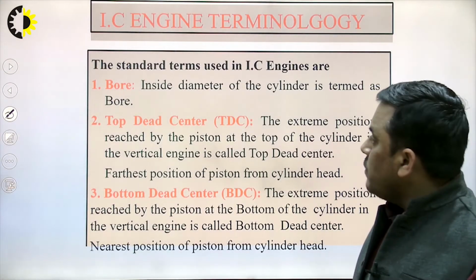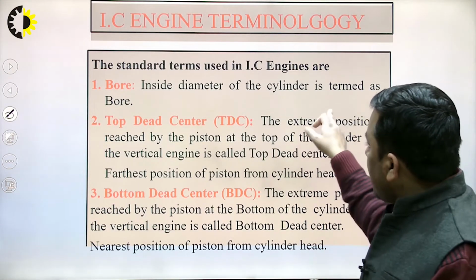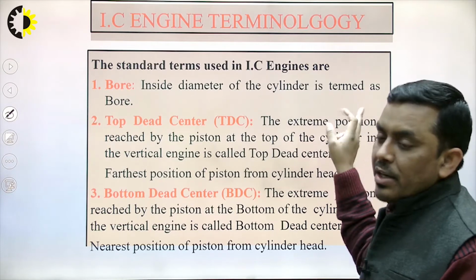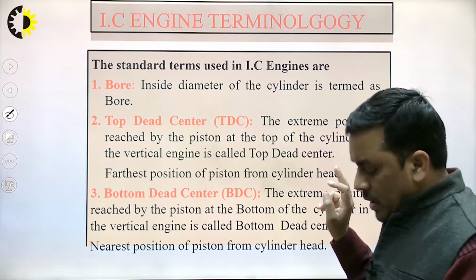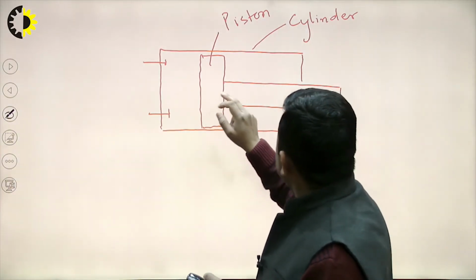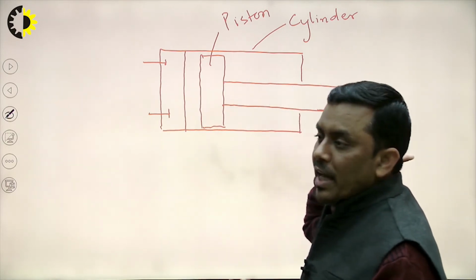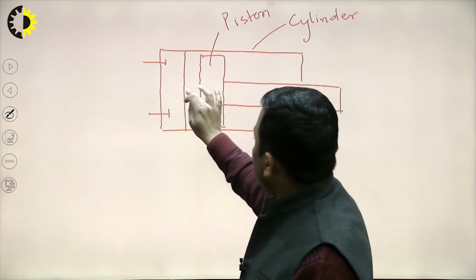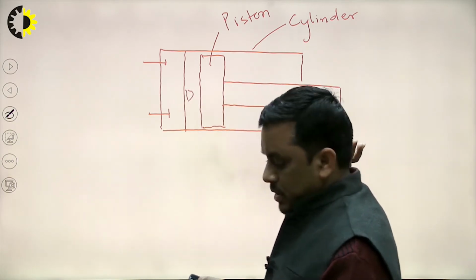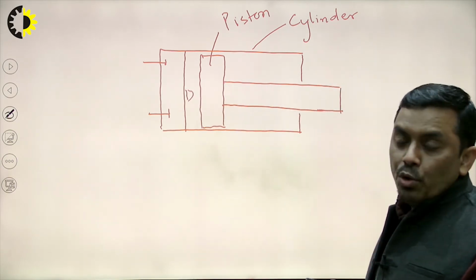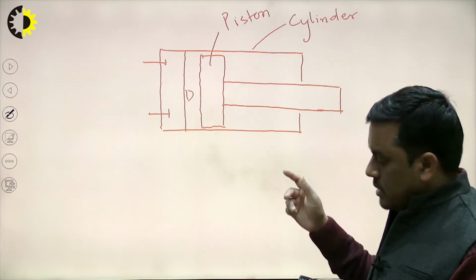Bore. Bore is basically the inside diameter of the cylinder. It means this is the bore, the inside diameter of the cylinder. I can indicate it with D.